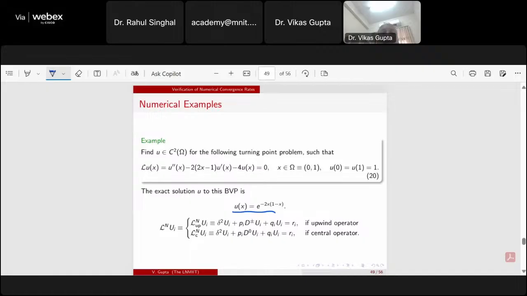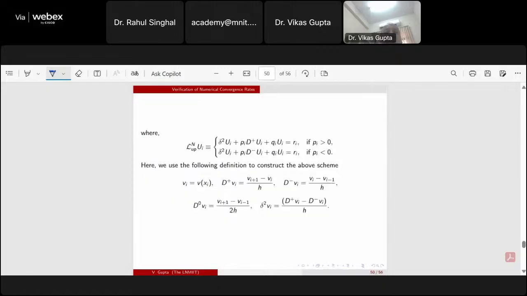Again, in the same manner, our discrete scheme will take this form, but note that since the convection coefficient changes its sign, instead of D plus, we take the difference operator D plus minus, where we use D plus if p_i is positive, and we use D minus, that is backward difference, if p_i is negative. So here the upwind finite difference scheme will take that form: p_i D plus u_i if p_i is positive, and p_i D minus u_i if p_i is less than 0.